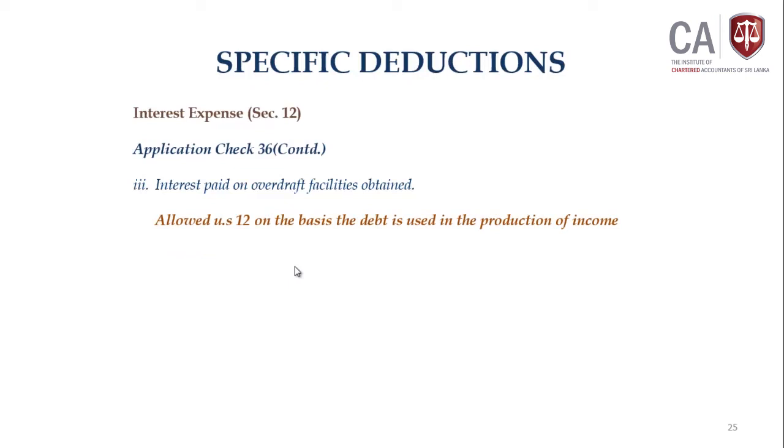Interest paid on overdraft facility. We did not acquire an asset. Coming under B, the overdraft is used for the production of income for business purposes. Let us say it is used to settle creditors, to buy raw materials, or for any of the working capital requirements. It is used for business purposes, so you can claim the interest for tax purposes.